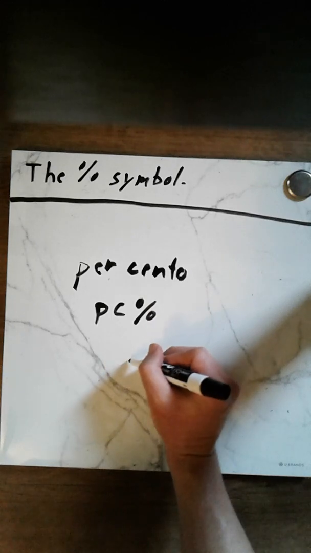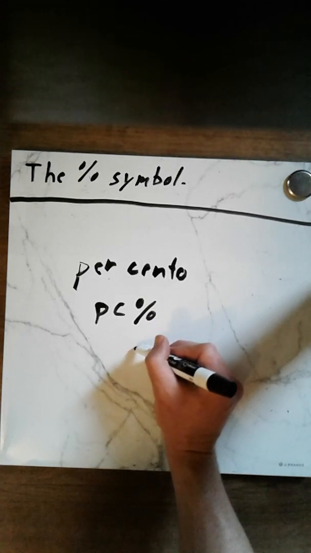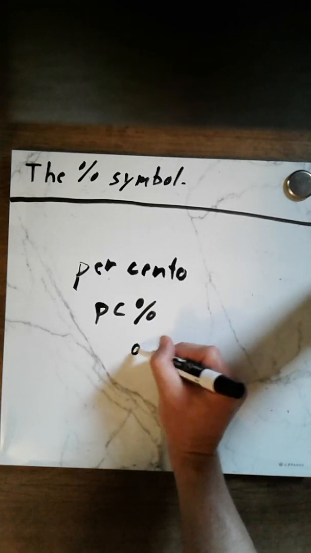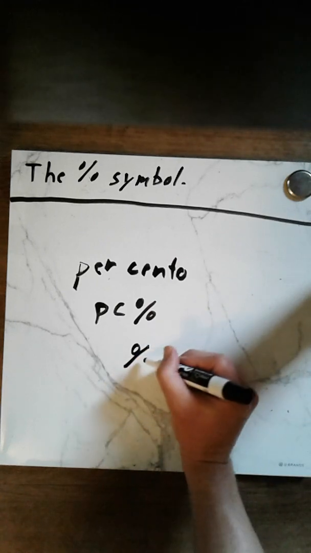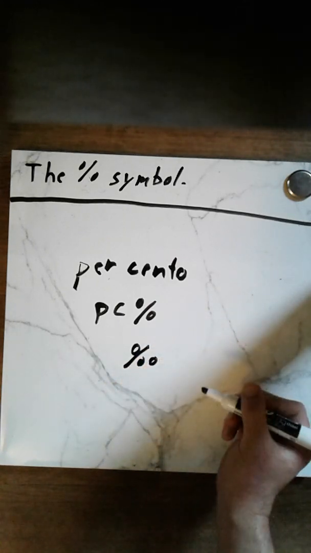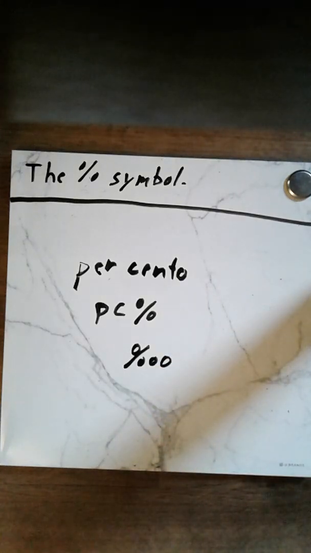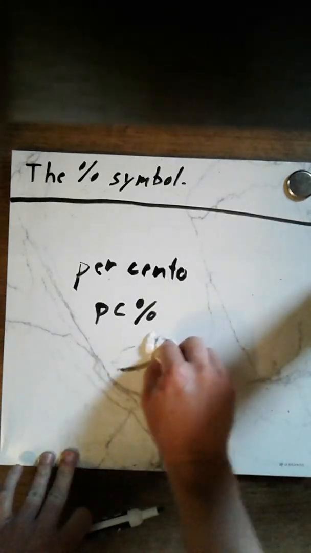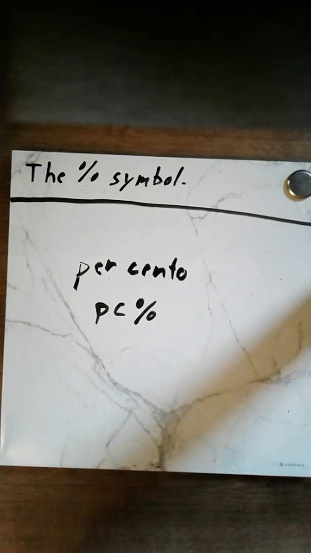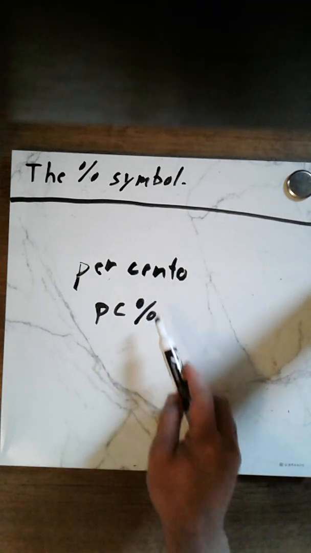And modernly, we have a couple of other symbols that are related to the percent sign. We have per 1,000 and I think per 10,000, which are much less commonly used. So you don't need to know what those are, but it's sufficient to know that this means 1 over 100.